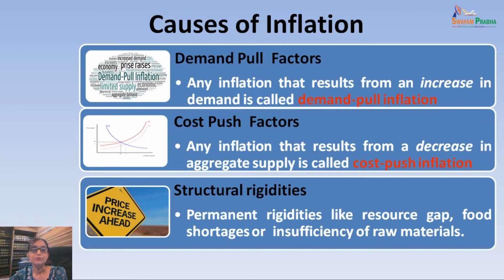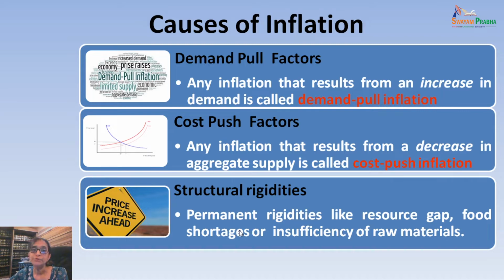The third view regarding inflation is with respect to structural rigidities. This view has more come into picture in the 1970s, wherein economists like Myrdal have argued that inflation in developing economies is essentially because there are certain rigidities in the economy. There are certain resource gaps in the economy, for example, a saving and investment gap. There may be food shortages because in developing economies, agriculture is dependent heavily on rainfall.